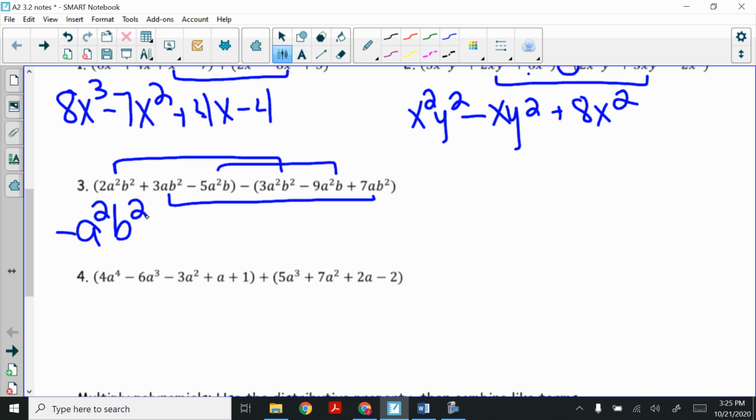So now I want to go with my next a squared b's. So negative 5a squared b minus negative 9a squared b. So that turns to negative 5 plus 9 turns to plus 4a squared b. So now all of my a squareds have been taken care of. Now I will go to the b squareds. So ab squared, I have a 3 minus 7. So 3 minus 7 is minus 4ab squared.